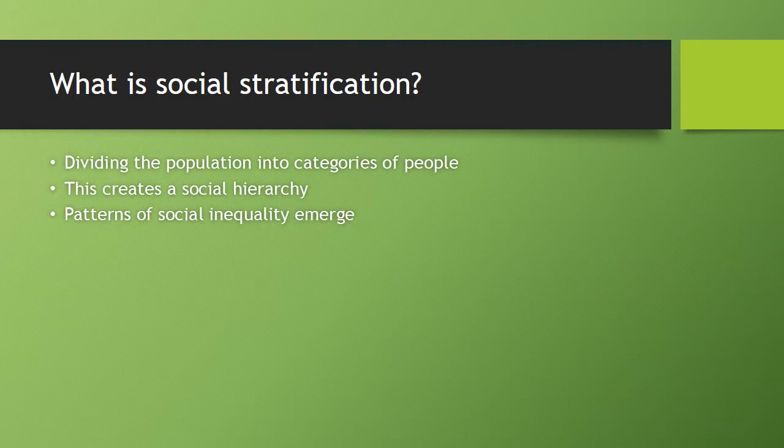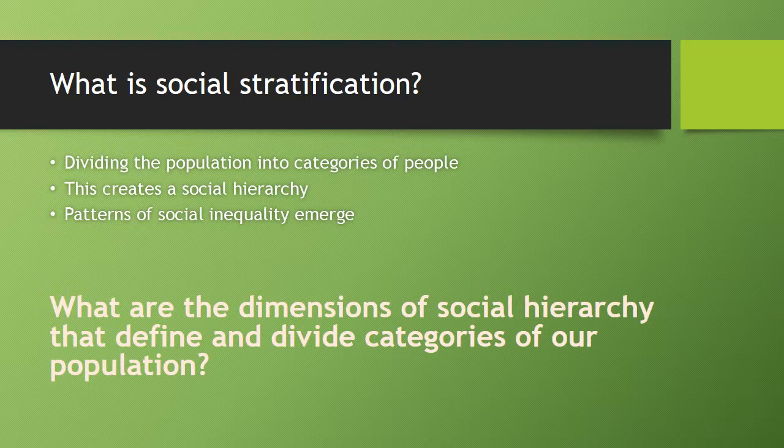An important concept in this unit is social stratification. Exactly what is social stratification? Well, it involves dividing the population into categories of people. And what happens is this creates a social hierarchy, and patterns of social inequality then emerge. What we'll do is we'll try to answer this question: what are the dimensions of this social hierarchy that define and divide categories of our population?